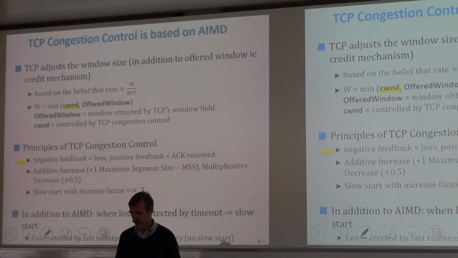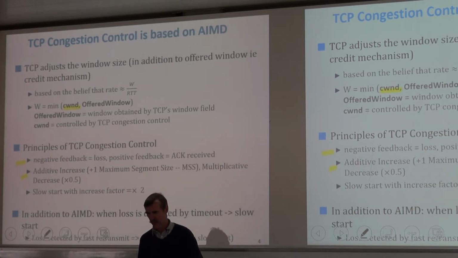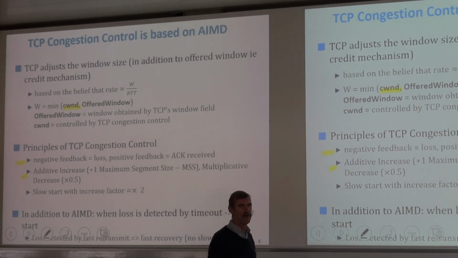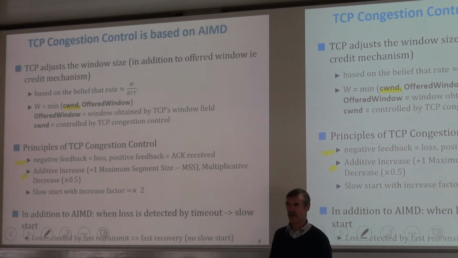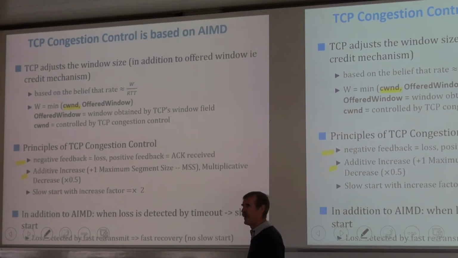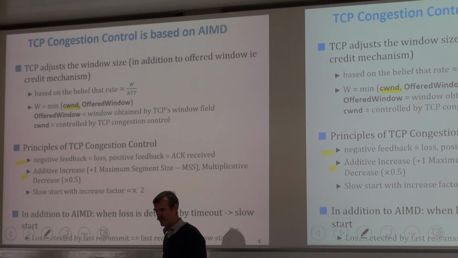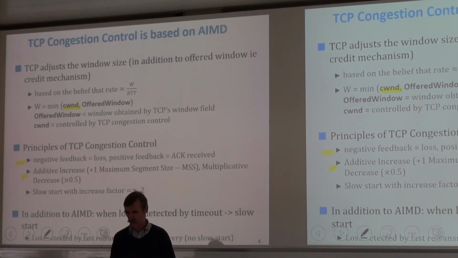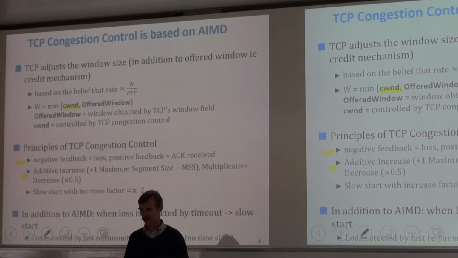And whenever we receive positive feedback in the form of acknowledgements, we perform some kind of additive increase, which means we add something to the window size. And we also do slow start at the beginning of a connection.